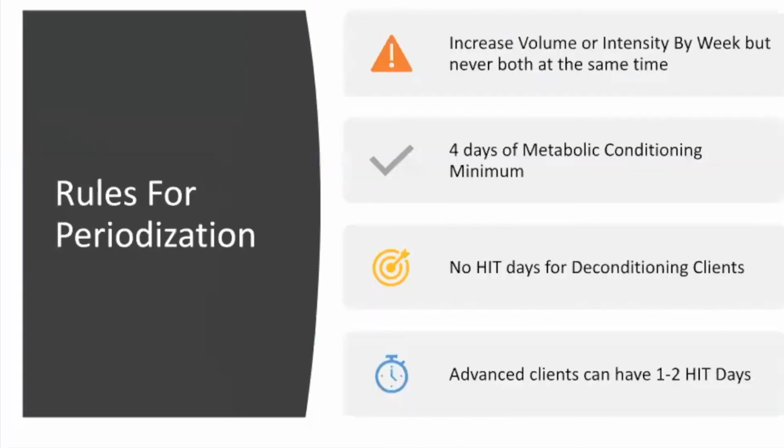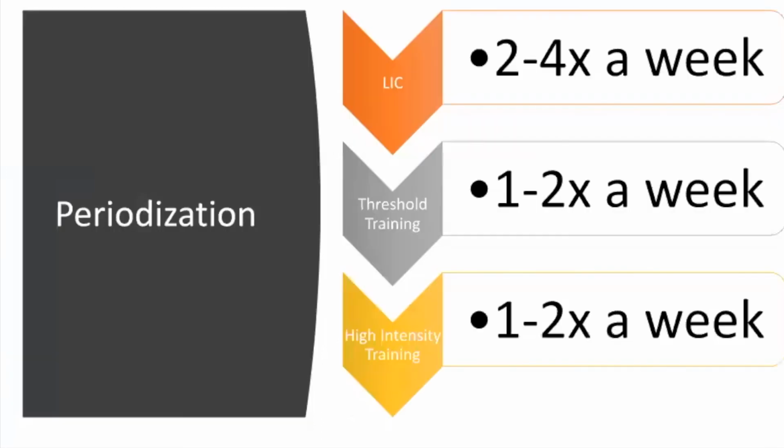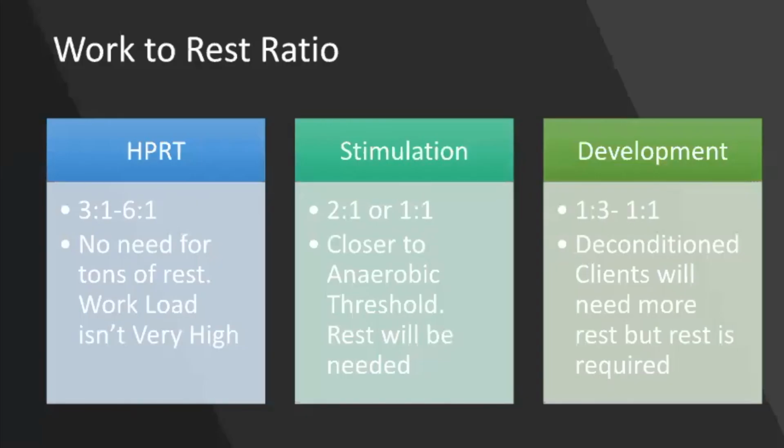And then we're looking at periodization. Here's the rules: intensity goes up, duration down, and vice versa. This is talking about how many times a week you want to do each type of training. This is giving the rest to work ratios of each. So high performance recovery training, that's your city cardio. Stimulation is that kind of lactic or alactic, and then this development is the lactic or full on sprints.